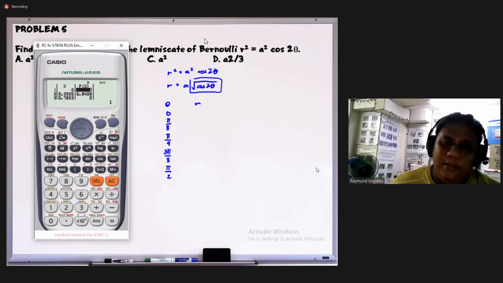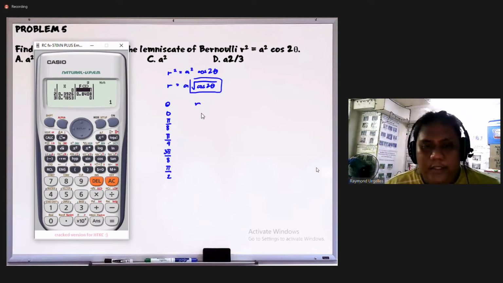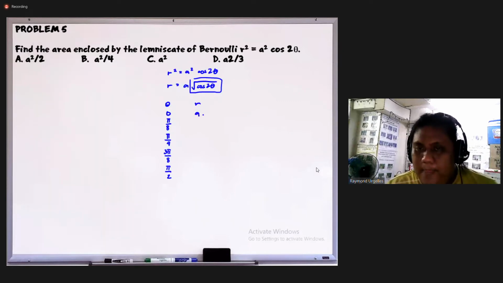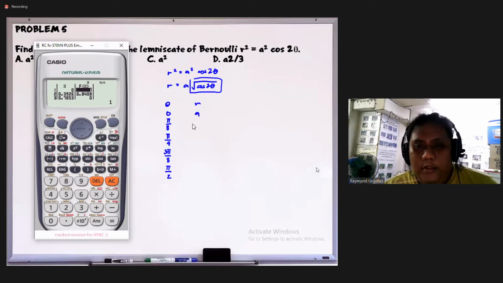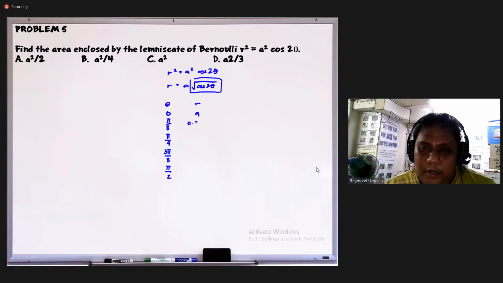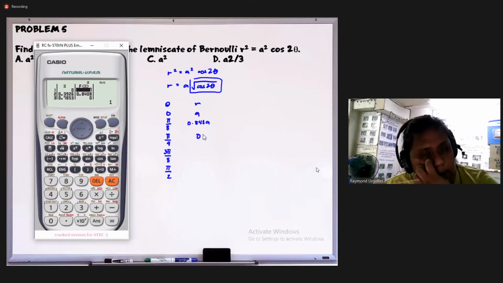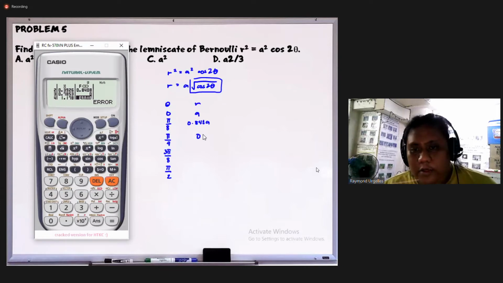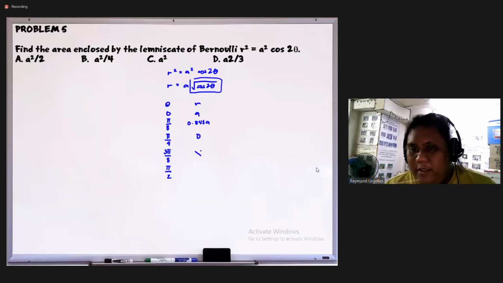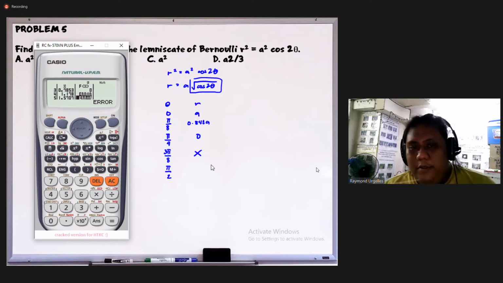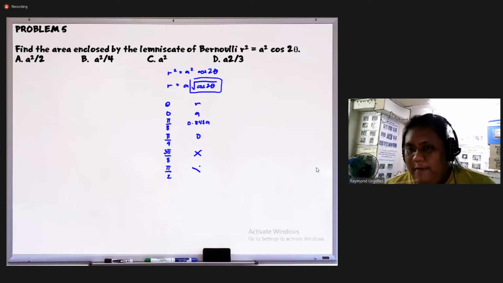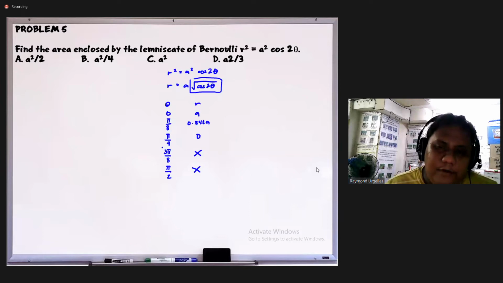Let's write them down here. For our r, if x is 0, r is 1 according to the calculator, times a, so this is a. At pi over 8, that's 0.841, times a, so this is 0.841a. At pi over 4, 0 times a is still 0. At 3 pi over 8, it's an error, so there's no value here. And at pi over 2, that's also an error, so no value here either. This means our values only go up to pi over 4.